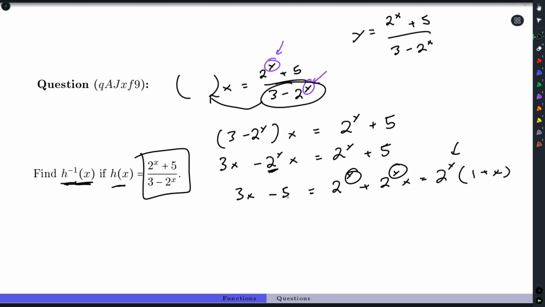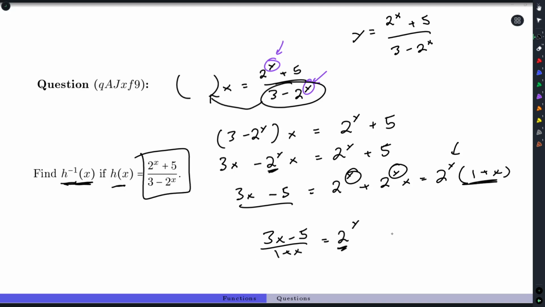Okay, so we got 3x minus 5, and then ignore the middle bit for a moment, is equal to 2 to the y times 1 plus x. Well, I would like to just solve for y, so let's divide both sides by 1 plus x. So we'll get (3x minus 5) over (1 plus x), and that'll leave us with just 2 to the y over here. Oh, we're almost there. There's y, but there's this pesky base of 2 in the way. How do you get rid of a base of 2? The log base 2, the logarithm of 2, the inverse function there.